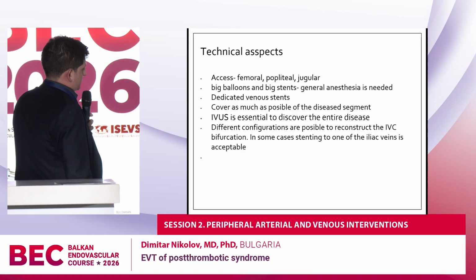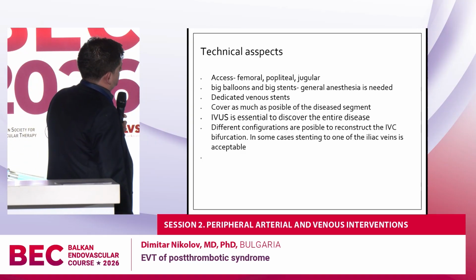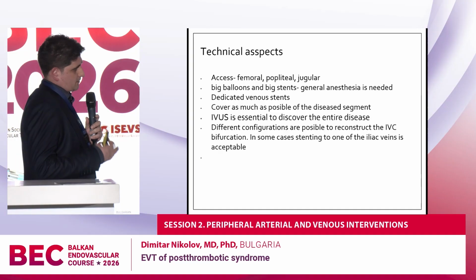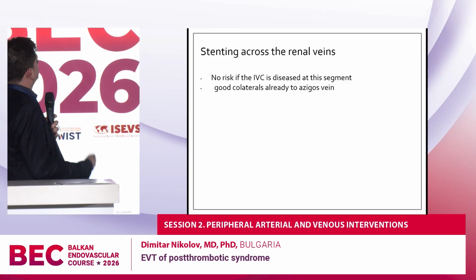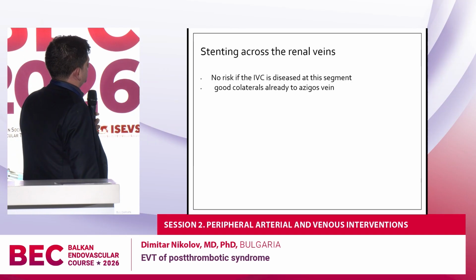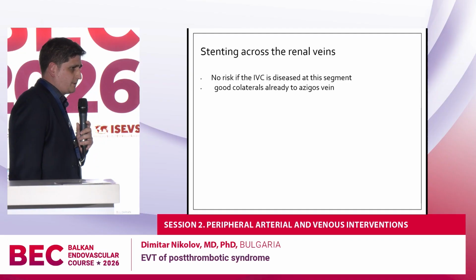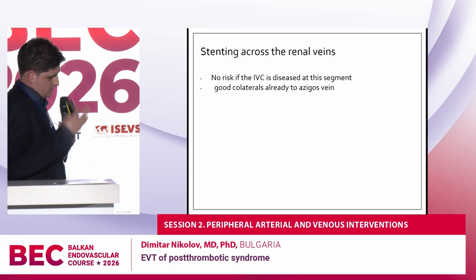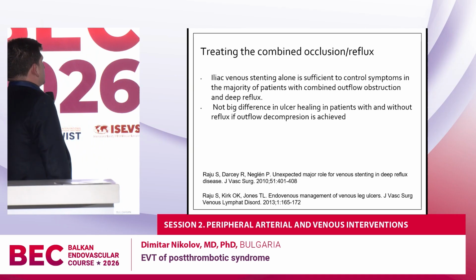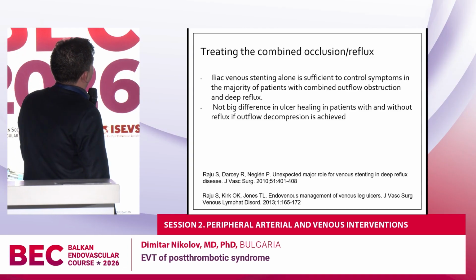Different configurations are possible to reconstruct the IVC bifurcation. In a lot of cases, it can be stented only on one side and be acceptable. If you stent across the renal veins, you can check if there are good collaterals to the azygos vein. If you have them, there's no problem to stent the whole vena cava. When treating combined occlusion and reflux, iliac venous stenting alone is sufficient to control the symptoms in the majority of patients with combined outflow obstruction and deep reflux.